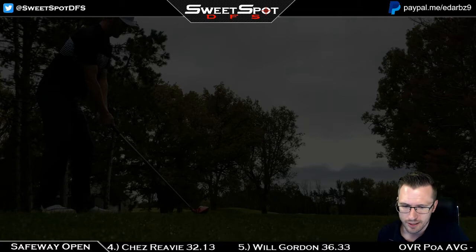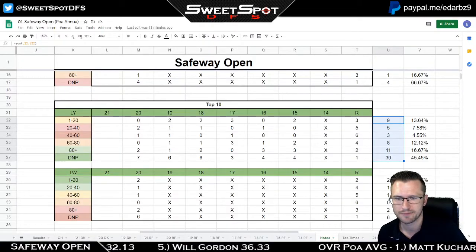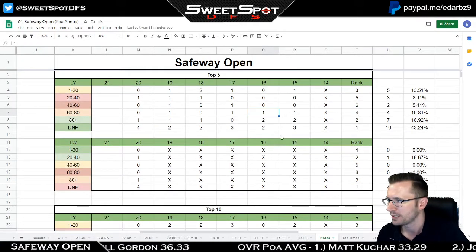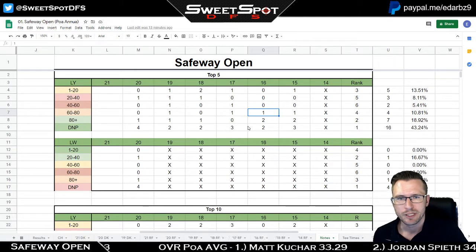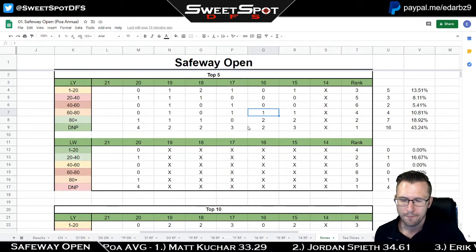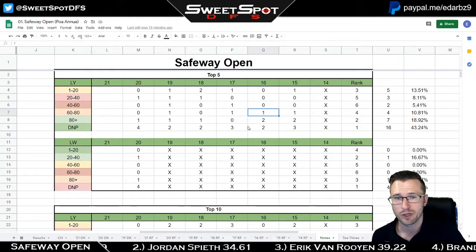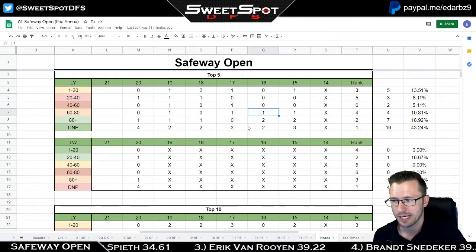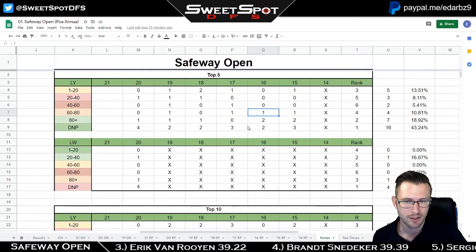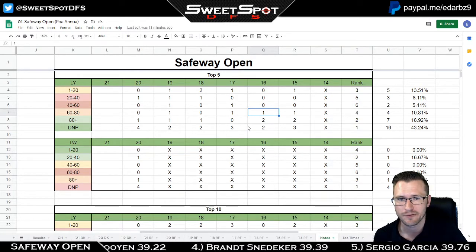Okay, let's go ahead, get into the spreadsheet. I have the bucket system up right away. What the bucket system is, for you guys that haven't been here before, basically it's tracking last year's performance as well as last week's performance, and assigning a ranked number to a golfer based off of their performance.